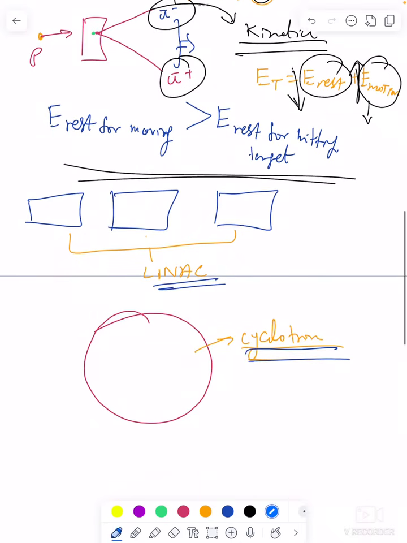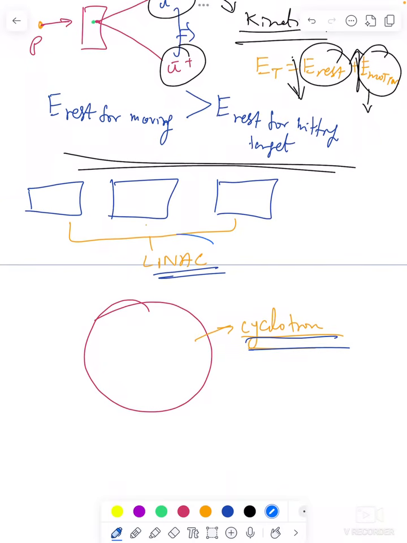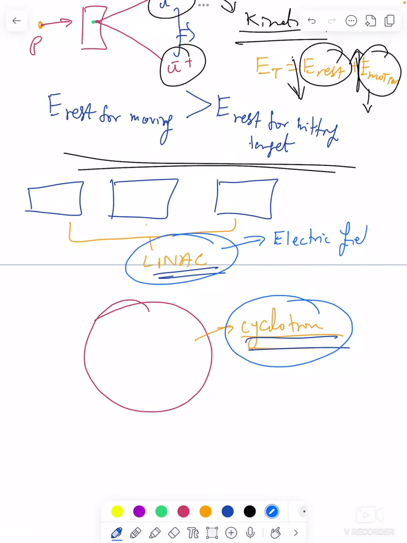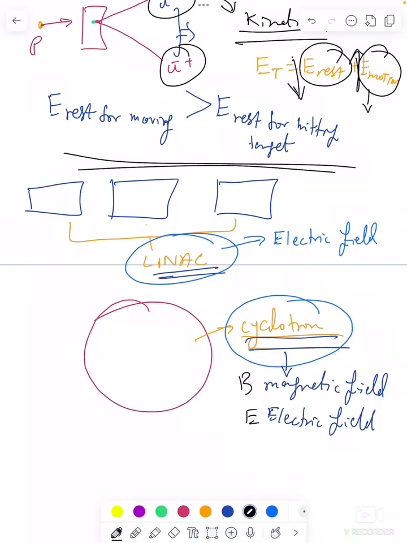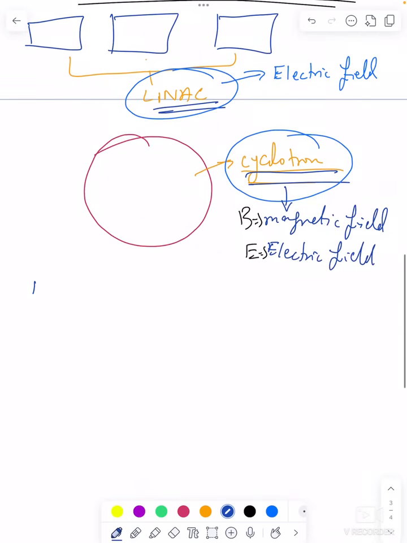But now here in both, the only difference is that in Linac we only have electric field, but in cyclotron we have both magnetic and electric field, B and E. Now talking about the system, how they work, let's come to Linac first.